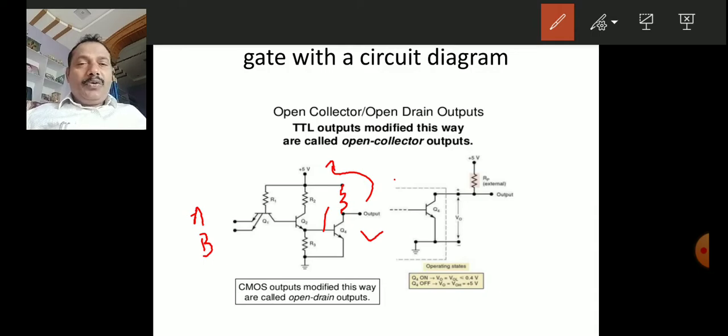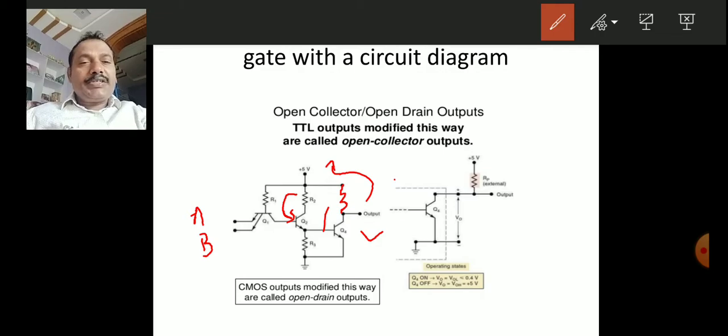And if both the inputs are 1, 1, then the emitter junction is reverse biased, and there is a current flowing from the power supply through R1 to the base of the transistor. The current is flowing, so Q2 is conducting and is switched on. Hence, Q3 is also conducting because sufficient current flows through the base of this Q3.